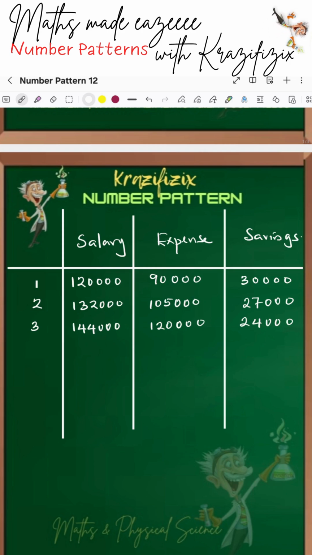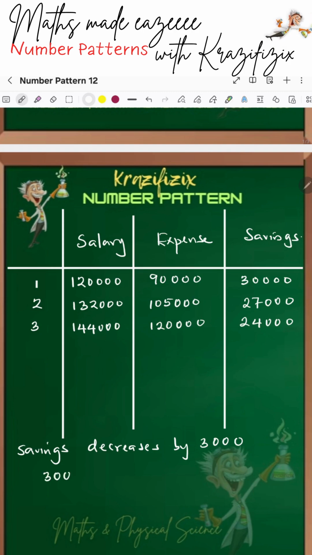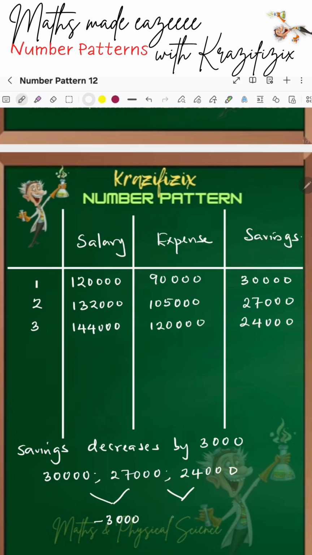So we can actually conclude that the savings decreases by what? 3,000. Which is 30,000 minus 27. So it forms a pattern. So we're saying 30,000, check here. First year, 27,000. We have 24,000. So we have a decrease of minus 3,000.